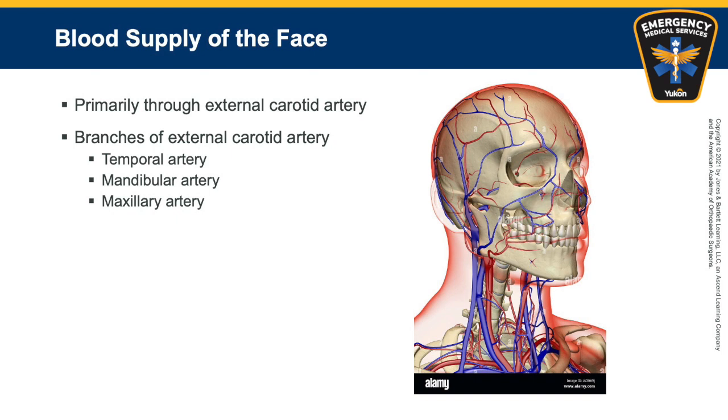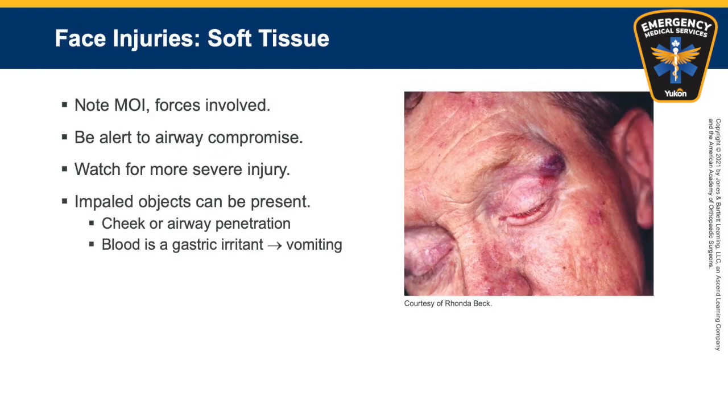Your blood supply to your face is primarily through your carotid artery, which breaks off into, as you can see here, your temporal, your mandibular, and your maxillary arteries. Soft tissue injuries to the face. The mechanism of injury is going to predict what type of injuries you see on the face. So always be alert to airway compromise. Watch for underlying more severe injuries. If they've injured the soft tissue of the face, chances are the structures underneath are injured as well.